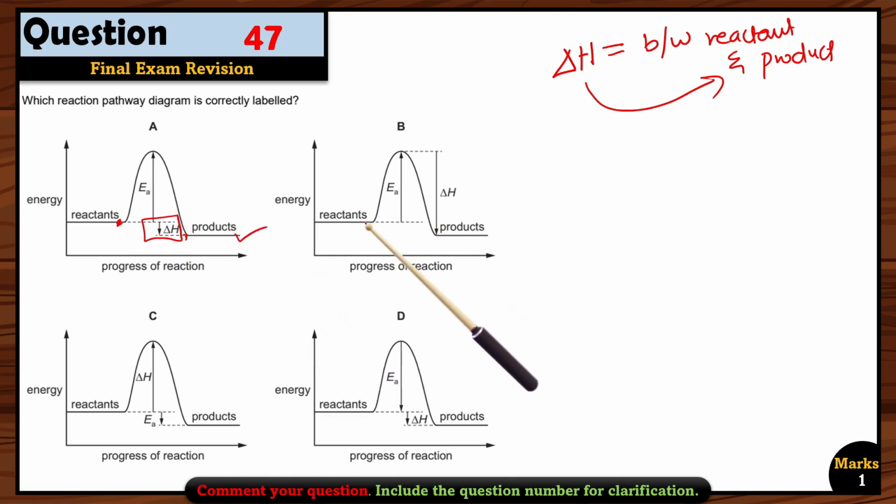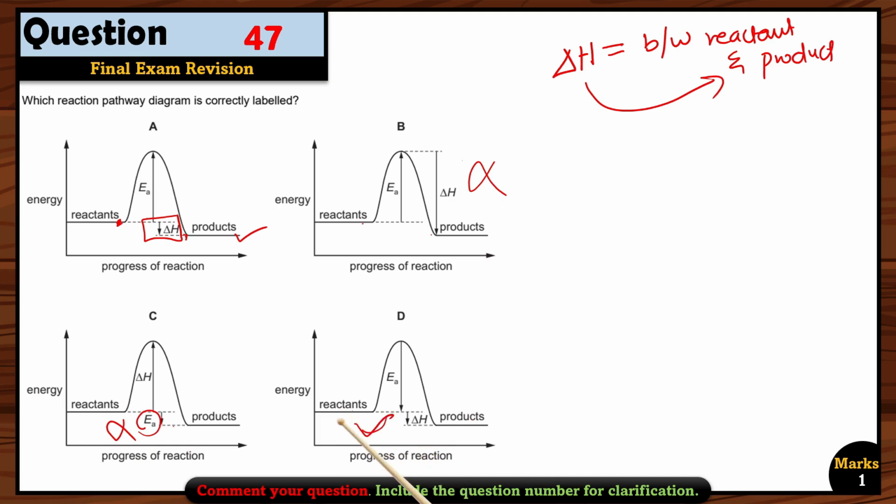Let's see here, reactant and product. No, this is wrong because it is coming from the top. So this means it's wrong. Reactant and product, it should be delta H. So now this is also wrong. Reactant and product, it's always the space between. So this one is right. So these two options are right.